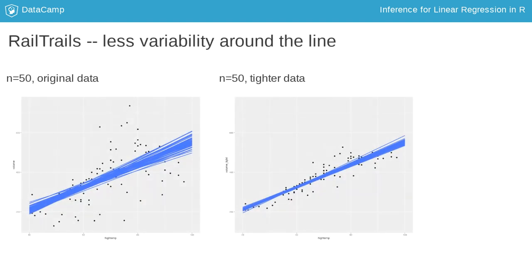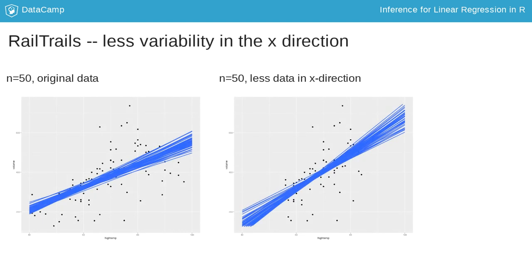Here the data themselves have been modified such that the tighter data is less variable around the line. When samples of size 50 are taken from the tighter sample, each sample is mostly representative of the same model, and so the lines vary much less than the lines given by samples from the original data.